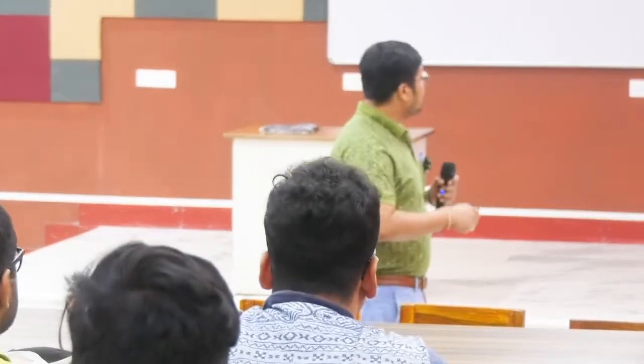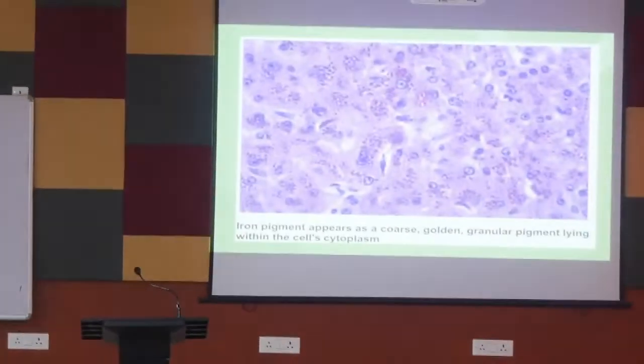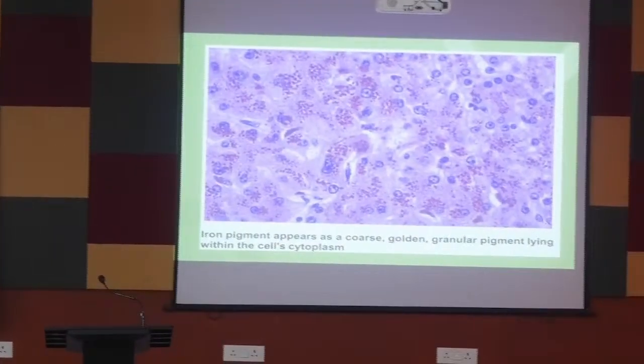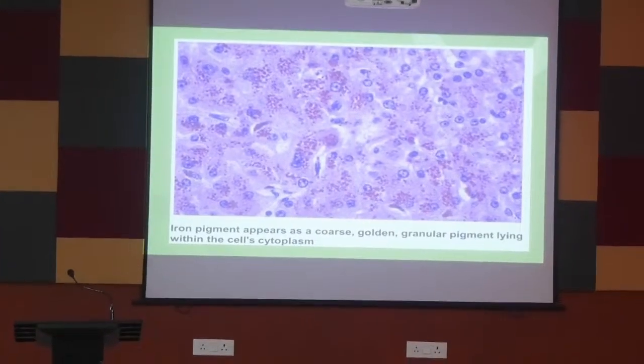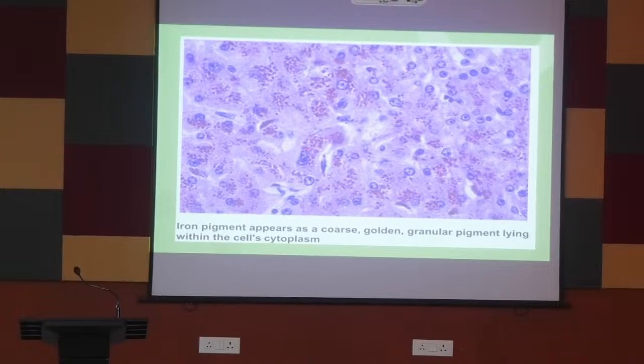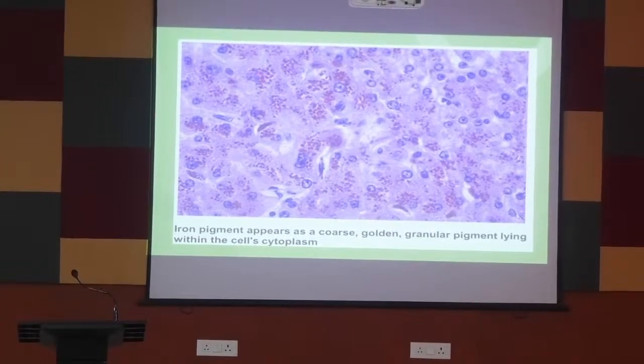So these are hepatocytes, the nucleus of the hepatocytes, and the cytoplasm are laden with iron pigment, appearing as coarse golden granular pigment lying within the cell cytoplasm. Granular pigment, coarse pigment. Can everyone see? So this is hemosiderin laden macrophages.